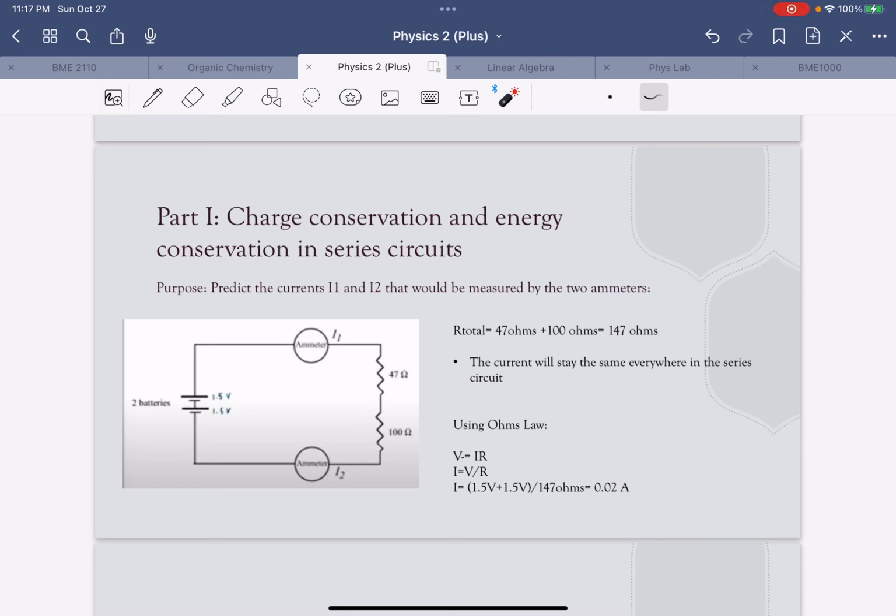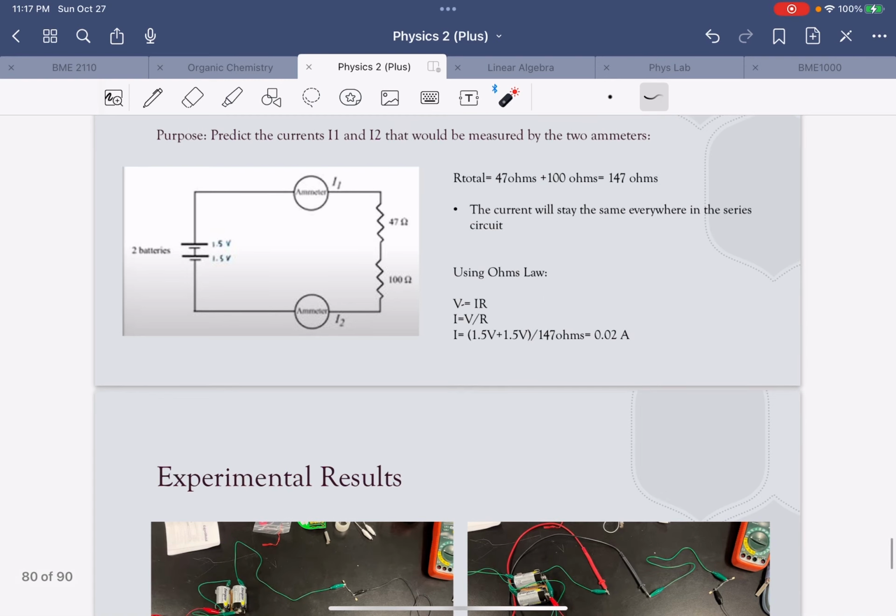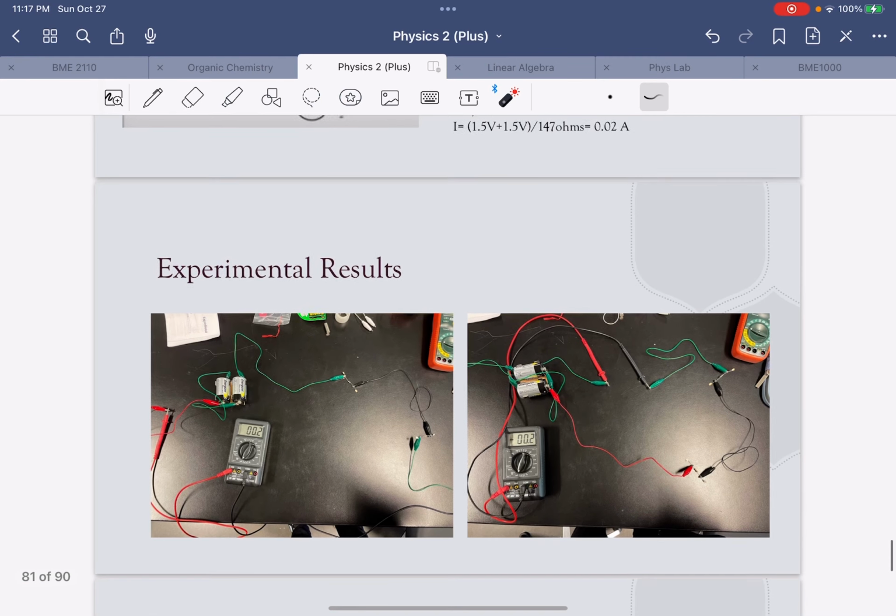So we're going to first calculate our total resistance, which is 47 ohms plus 100 ohms, which is going to be 147 ohms. The current will stay the same everywhere in the series circuit. And using Ohm's law, we derive I, which is current, is V over R, resistance. So it's going to be 0.02 amps.